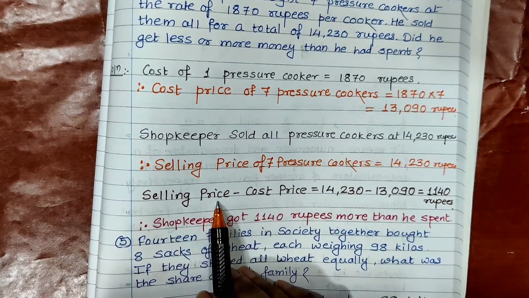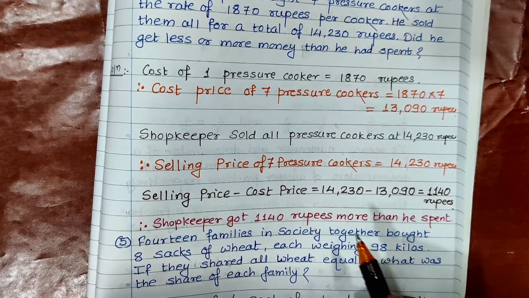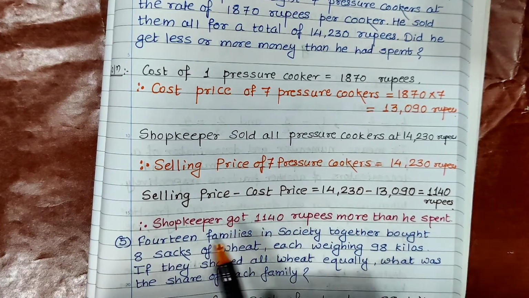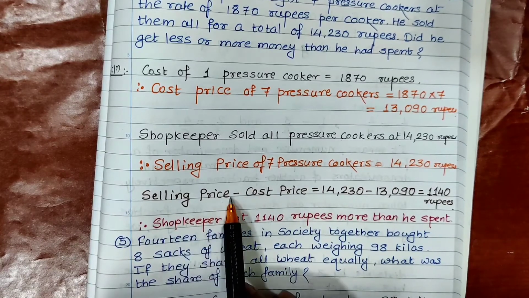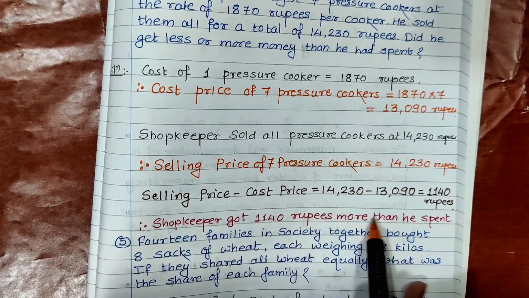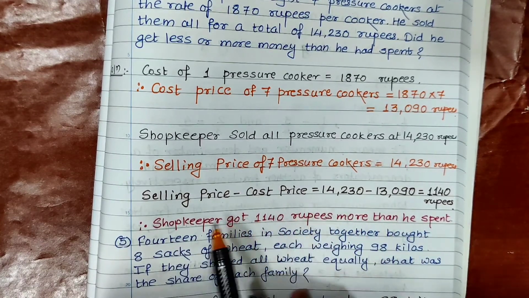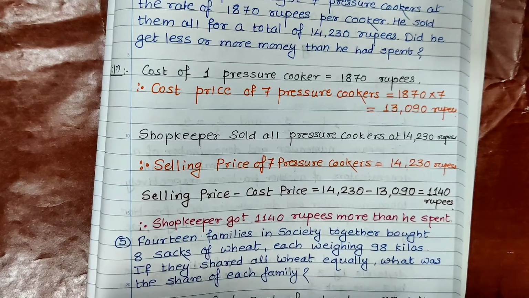So when the selling price is more, the shopkeeper gets more money, and when the selling price is less, the shopkeeper will get less money. So because the selling price is bigger, the shopkeeper got 1140 rupees more than he spent. In this way we have to write this answer statement. Writing the answer statement is also very important, you all know that. If you want, you can take the screenshot of this solution also, and then we will go on to the next sum.